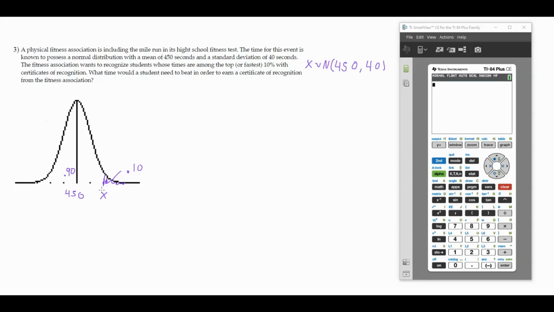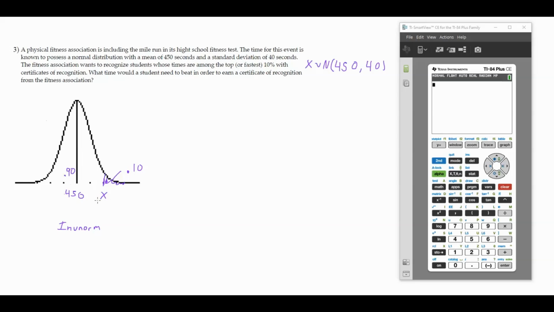So I already know the probability here. So I'm not going to use normal CDF because I'm not interested in the probability. I already know. The probability that I'm greater than X will be 0.10 or less than X would be 0.90. What I'm interested in is the value of X. So I'm doing the backwards of normal probability. I'm doing inverse norm. Now in the TI84, the inverse norm finds the percentile.